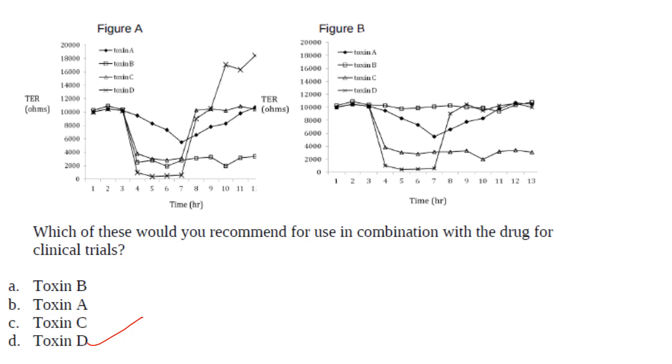Now if you see figure B, this is toxin D. Toxin D is having a lower TER value, lower than 5000. Similarly, in figure A also toxin D is having lower TER values. So that is below 5000. So in this case, the answer will be toxin D.